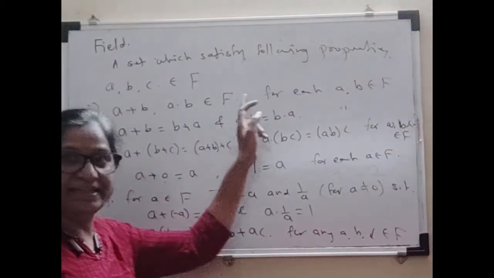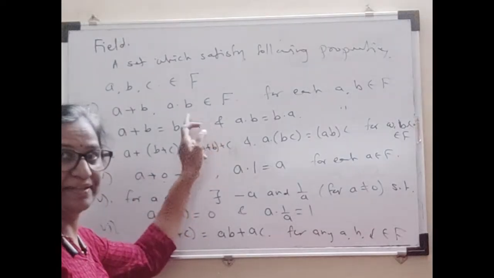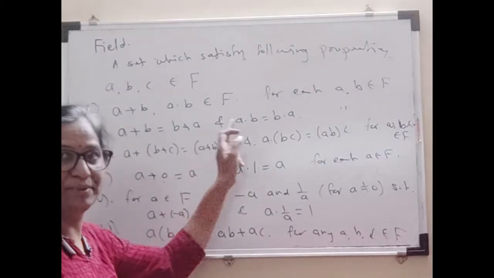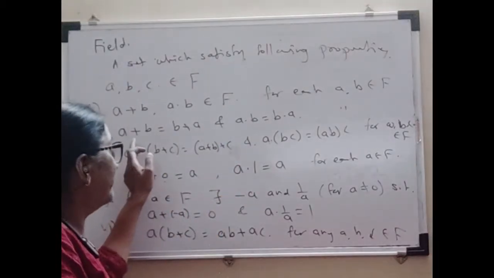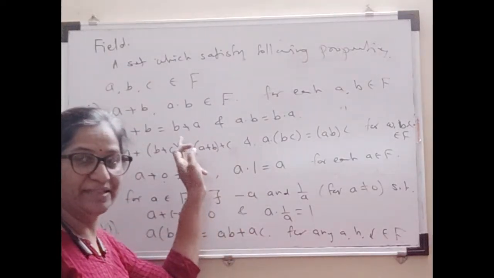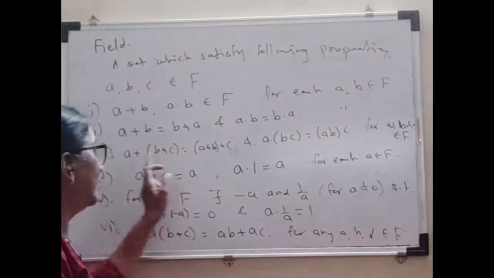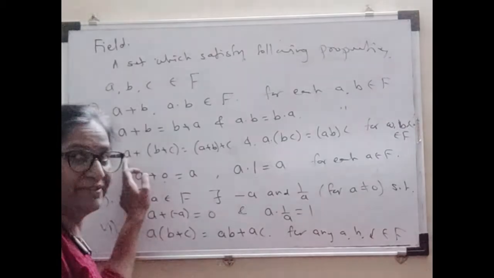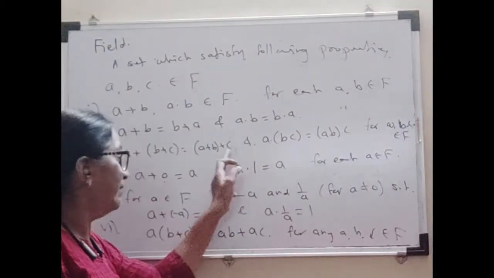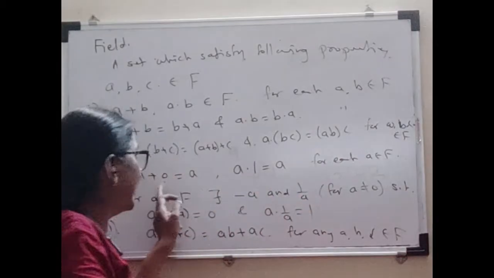So what are these field properties? If a, b, c are any three members of F, then first of all, the closure property: the sum and product of any two members of F should belong to F. Then next one, commutativity. a plus b should be equal to b plus a. This is commutativity with respect to addition. Similarly, commutativity with respect to multiplication, a into b is equal to b into a. Then associativity with respect to addition, a plus b plus c is equal to a plus b plus c, and a into bc is equal to ab into c.